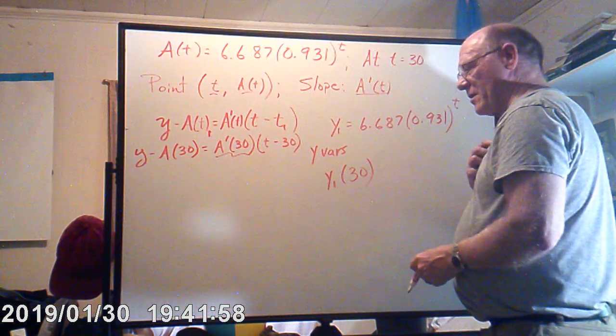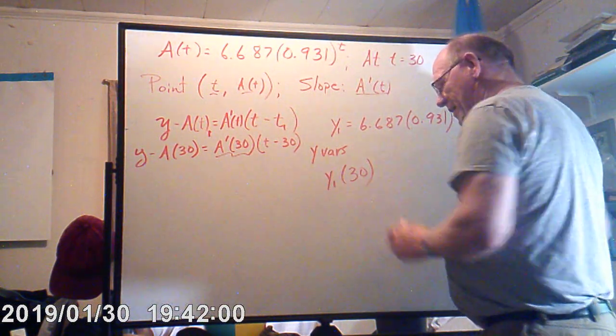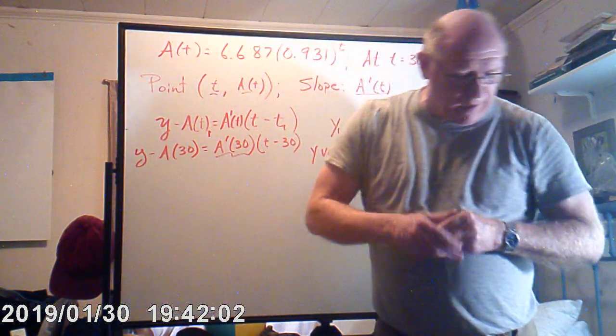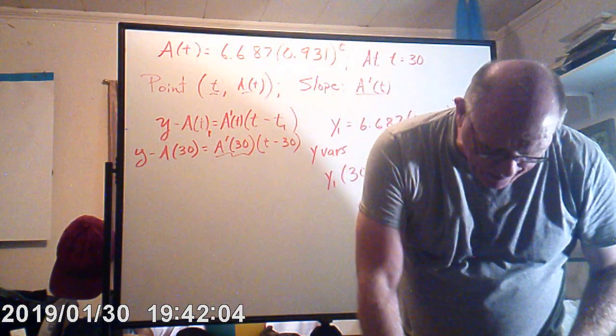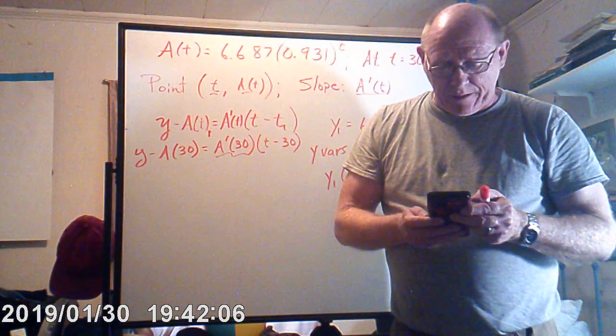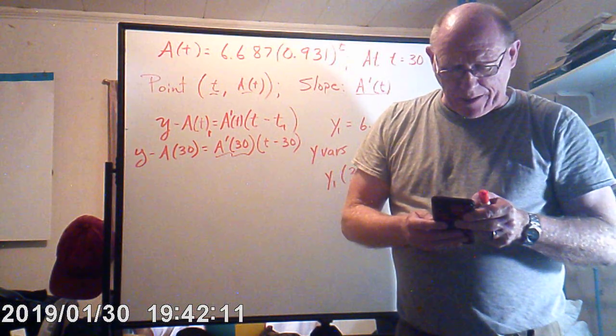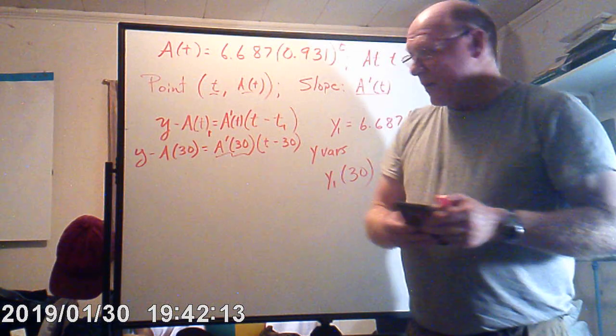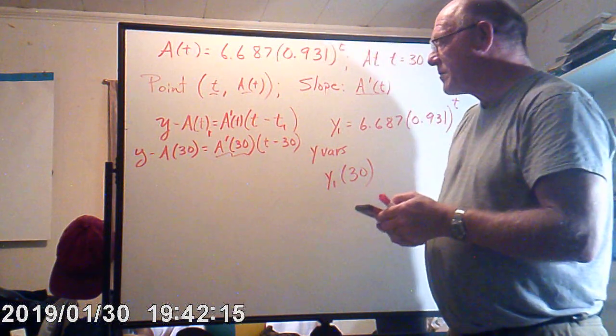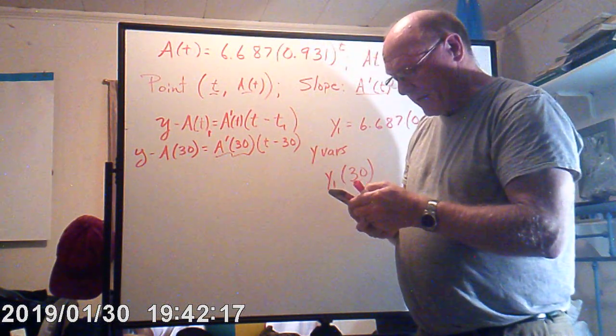That's your slope. So y at 30, in my case y sub 0 at 30. Oh yeah, also we know that that's equal to 0.5.